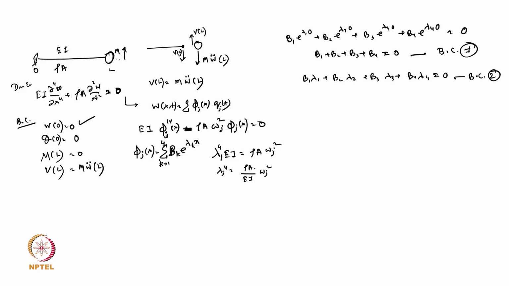Then the third equation. That will be the second derivative. So we will have lambda 1 squared b1 e to the power lambda 1 L plus lambda 2 squared b2 e to the power lambda 2 L plus lambda 3 squared b3 e to the power lambda 3 L plus lambda 4 squared b4 e to the power lambda 4 L, that will be equal to 0. That is from my BC3.